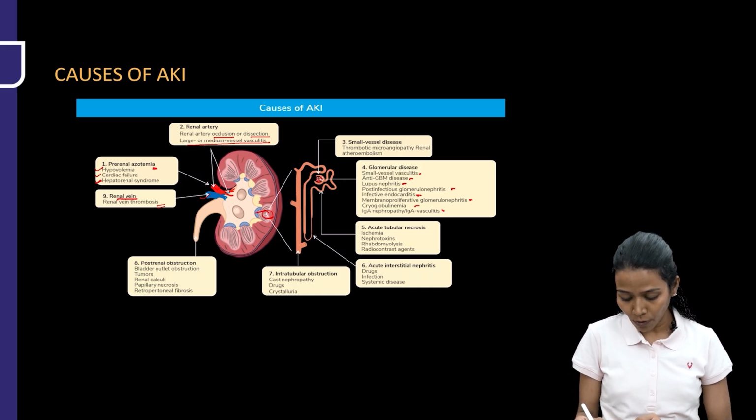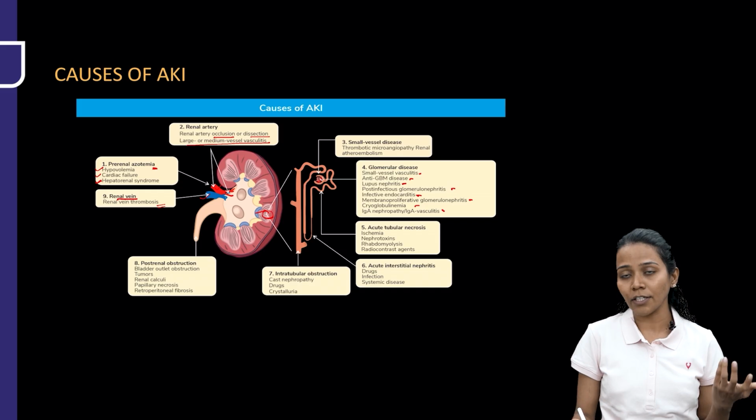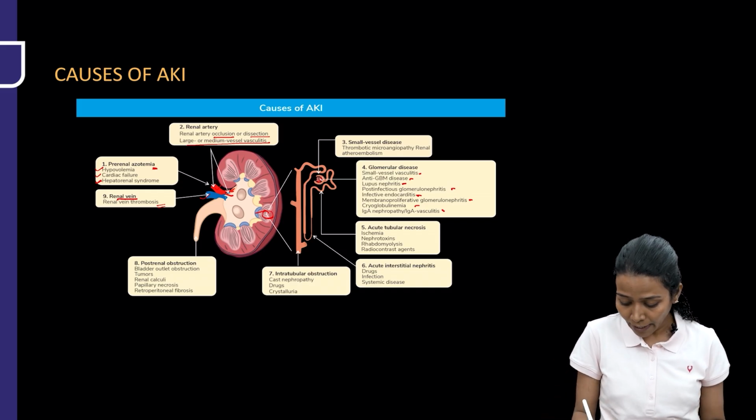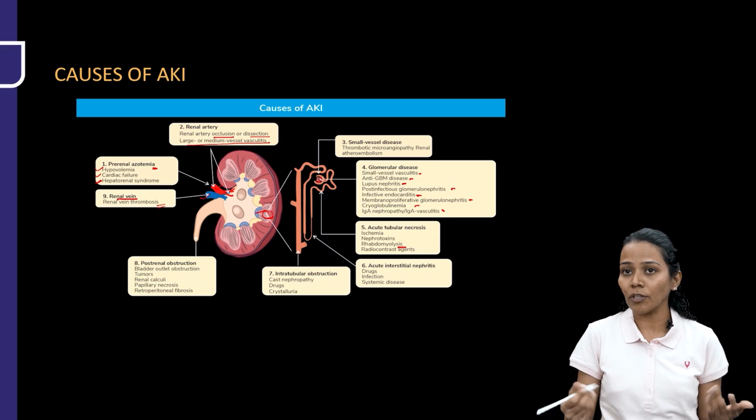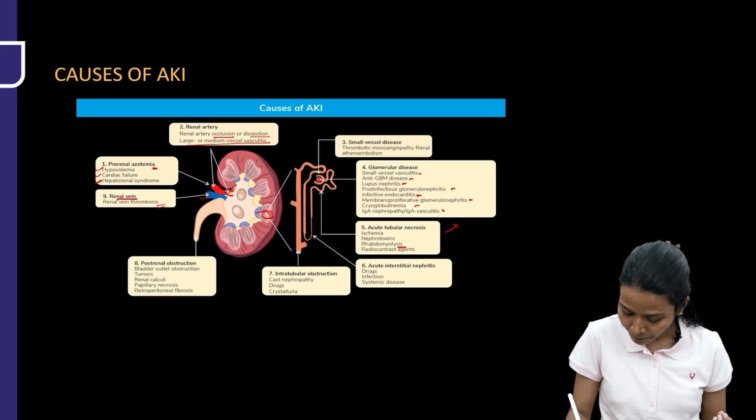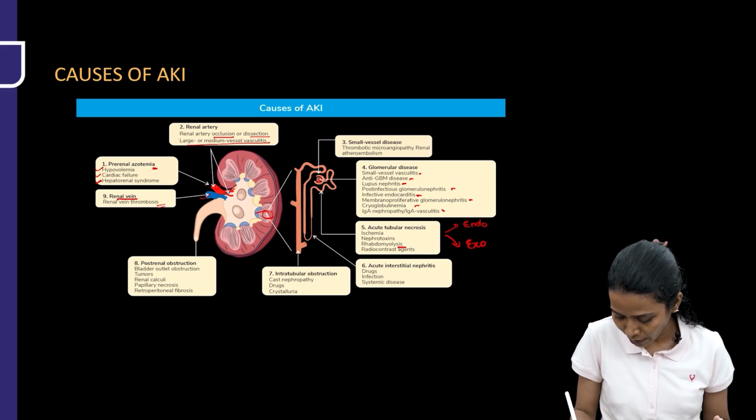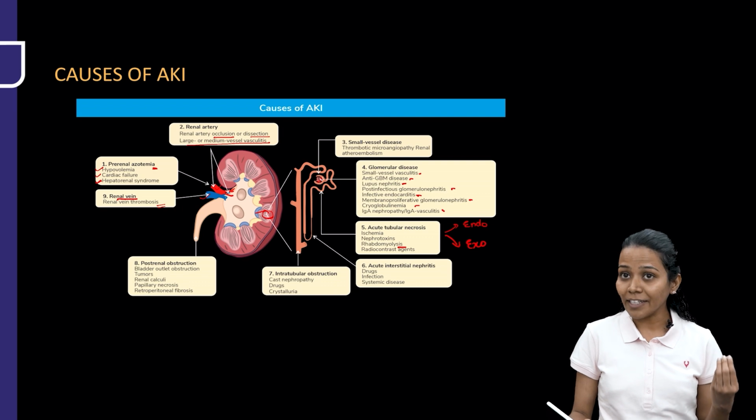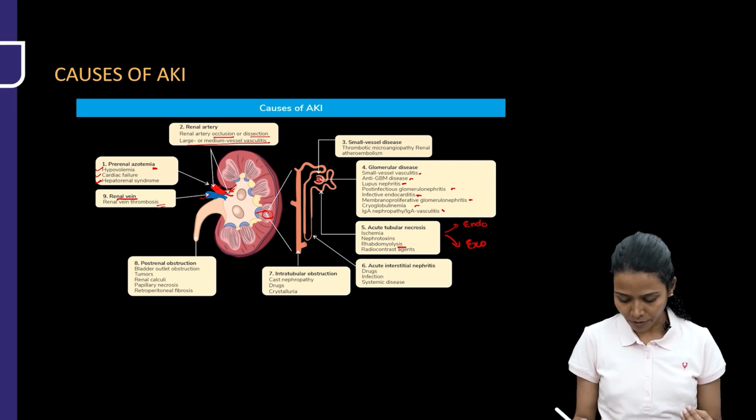Next, coming to the tubule, ATN. ATN, acute tubular necrosis, can happen because of endogenous causes or exogenous causes. Endogenous causes are rhabdomyolysis or intravascular hemolysis. Exogenous causes, let me just write this down. It can happen because of endogenous causes or exogenous causes. Exogenous causes are going to be because of any nephrotoxins or radiocontrast agents, okay.